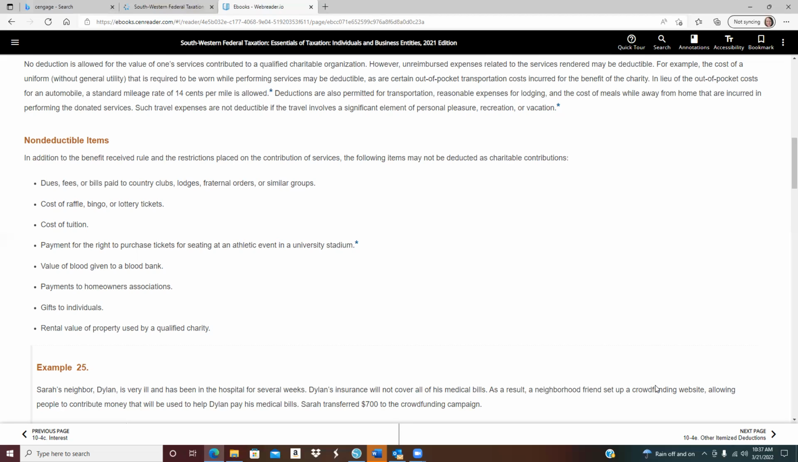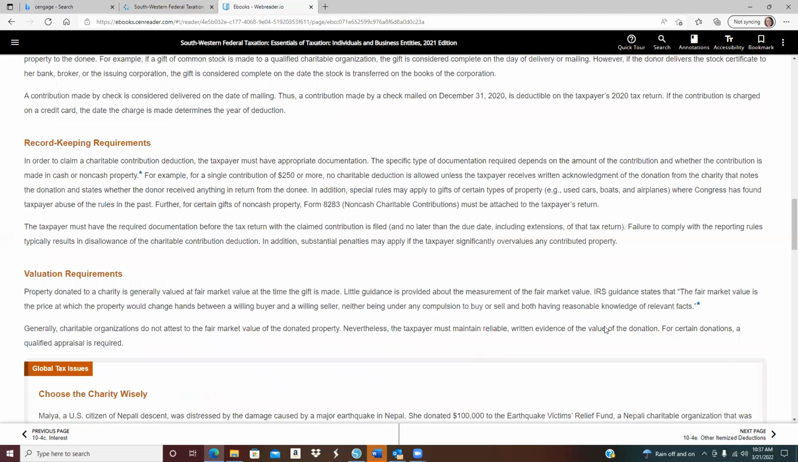But below is a continued list of items that may not be deducted as charitable contributions. In order to claim a charitable contribution deduction, the taxpayer must have appropriate documentation. All right, so the specific type of documentation required depends on the amount of the contribution and whether it is cash or property. So for a single contribution of $250 or more, no charitable deduction is allowed unless the taxpayer receives written acknowledgement of the donation from the charity that notes the donation. The taxpayer must have the required documentation before filing the tax return with the claimed contribution; otherwise it results in disallowance of the charitable contribution.